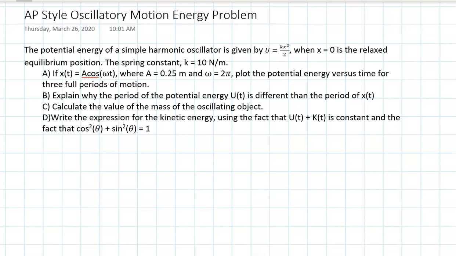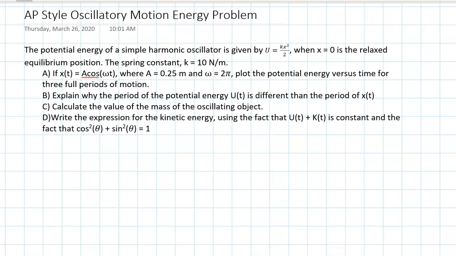Write the expression for the kinetic energy using the fact that U(t) plus K(t) is constant and the fact that cosine squared plus sine squared is equal to 1. And then we also want to add that kinetic energy function onto our plot. So there's kind of a lot going on here, so let's just take it step by step.